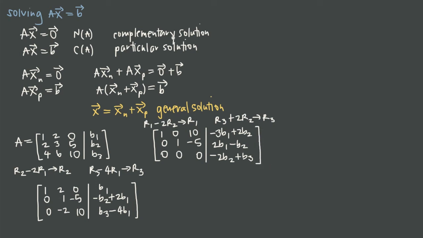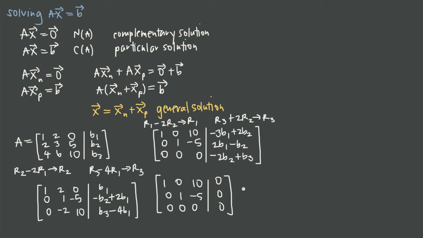Now to find the complementary solution, the vector x sub n, that's what we're looking for first. We ignore these b's here. Those are going to come in handy later, but we don't need them right now. Now we need to imagine that we have this same augmented matrix, but augmented with zeros on the right. So 1, 0, 10, 0, 1, negative 5, 0, 0, 0, and then augmented with the 0 vector.